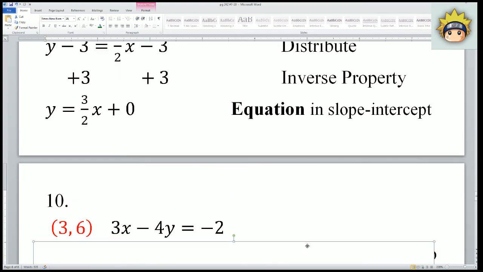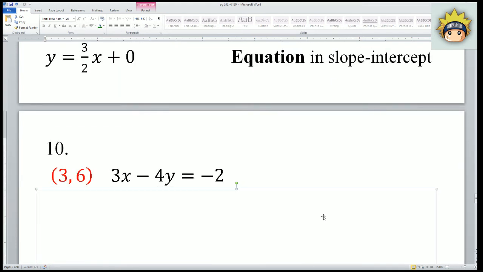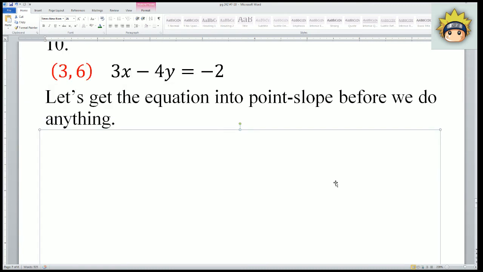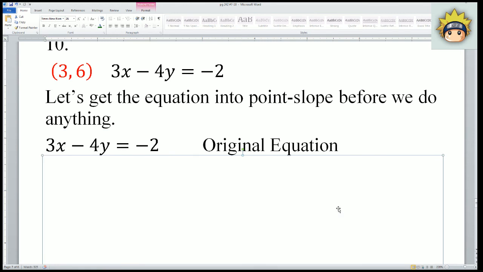Number 10, we have the same issue. We have the point 3 comma 6. We have the equation 3x minus 4y equals negative 2. We see that this is in standard form. And how do we deal with it? Again, like before, we have to get the equation into slope-intercept form before we do anything. Here's the original equation.